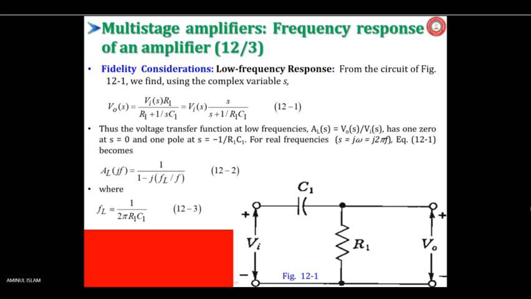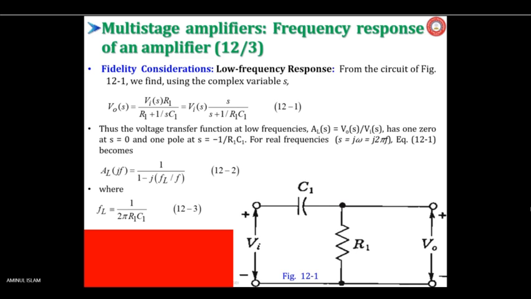Yes, I understand. Okay. So, which can also be written as shown here: VO of S by VI of S equals S by S plus 1 upon R1C1. Just simplification has been done, and we get this expression, the voltage transfer function at the low frequencies, AL of S equals VO of S by VI of S, which has a zero and a pole, of a function having S.